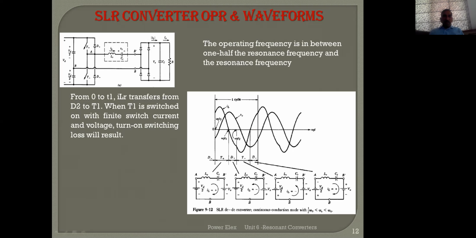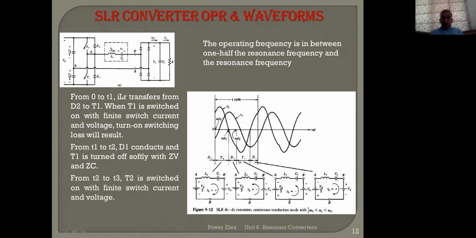So from 0 to T1, the LR current transfers from T2 to T1. When T1 is switched on, finite switch current and voltage are present, and because we do not have a dead band, there will be some turn on switching loss. From T1 to T2, D1 is conducting and T1 is turned off at zero voltage and zero current switching. This means at T1, we are getting a resonating condition.